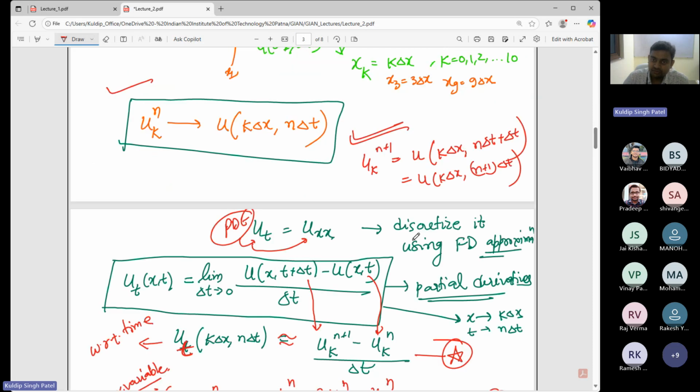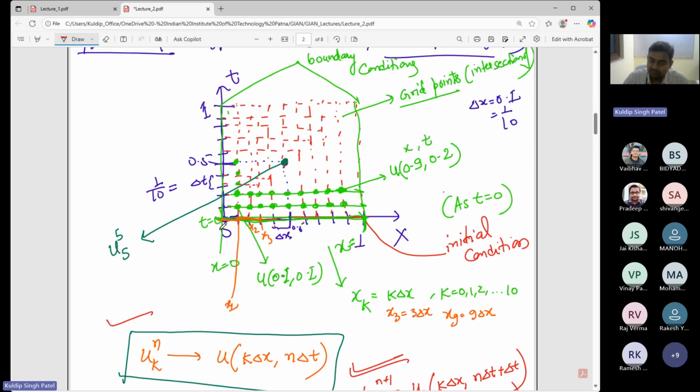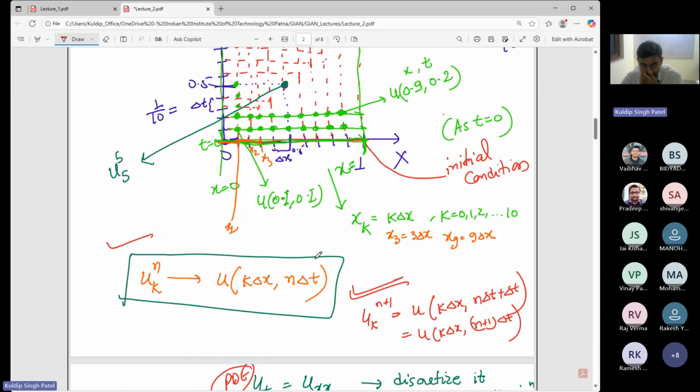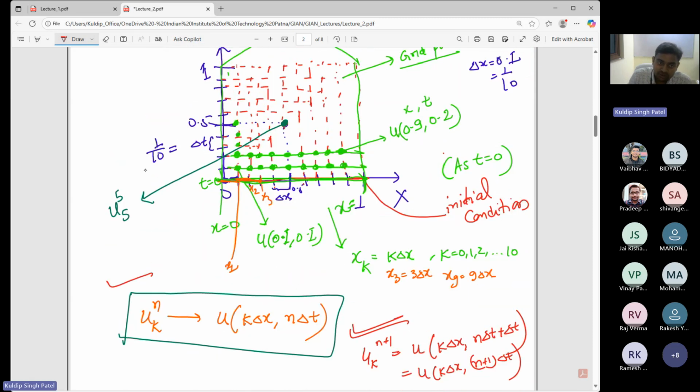So what is the idea? We saw that we discretize our x domain and we discretize our time domain. Then at any point, why are we calling it u(5, 5)? I hope it is clear to everyone, because this is the point. This is 5 delta x, and this is also 5 delta t, and this point is the intersection of 5 delta x and 5 delta t.